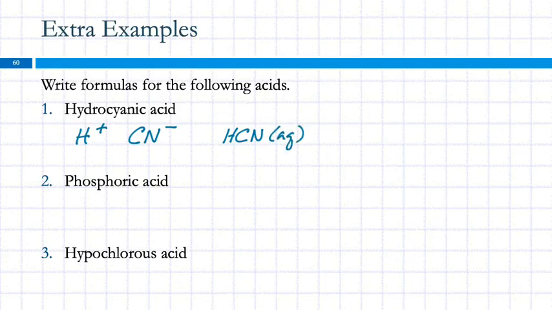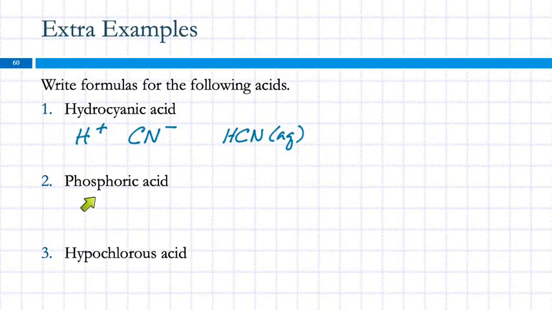So the formula for this acid would be HCN aqueous. And that's the acid that makes me not like the term binary acid. How many elements are in that one? 3. That's not binary. But there it is.